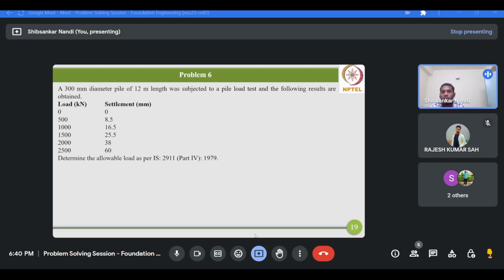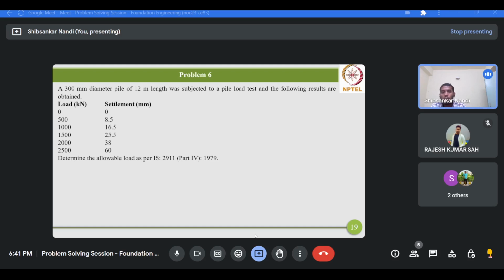Okay. So problem 6 is mentioned like that: a 300 mm diameter pile of 12 meter length was subjected to a pile load test and the following results are obtained. In the first column the loads are given, and in the second column the corresponding recorded settlements are given. Now you have to determine the allowable load as per IS 2911 part 4 1979. Okay. So this is also a very straightforward and easygoing problem. No such complications are there.